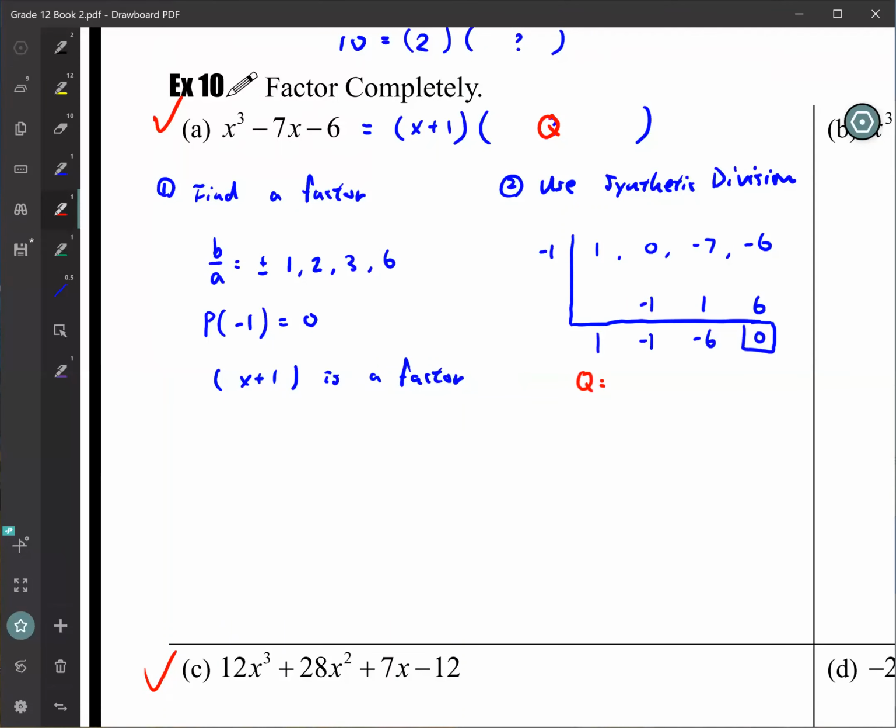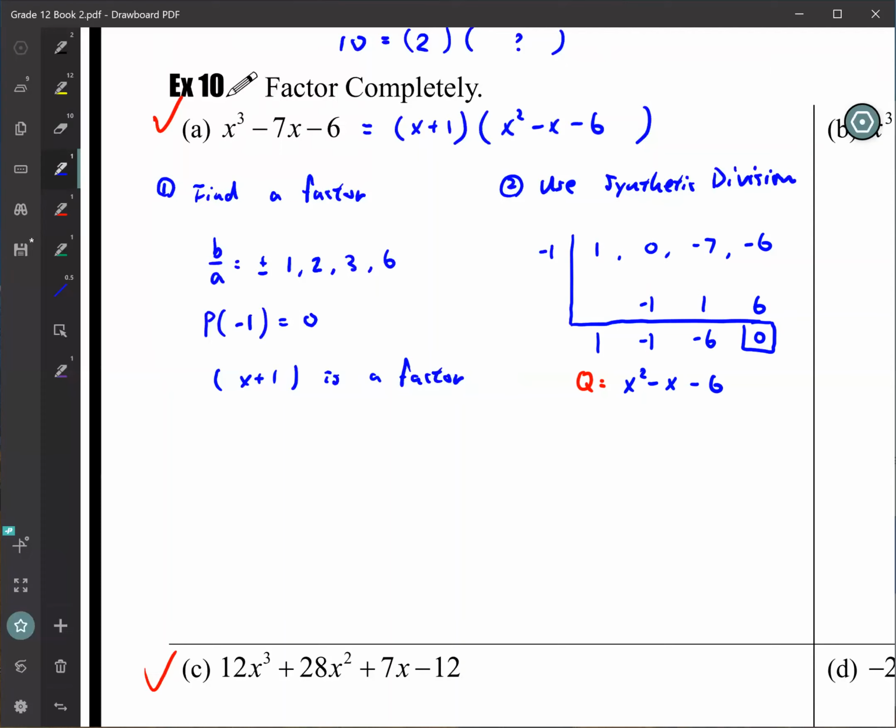Cindy, what's the quotient here? X squared minus x minus 6. Yes. Okay. So we know that the quotient is x squared minus x minus 6. We can fill that out on the top here. Right? X squared minus x minus 6.